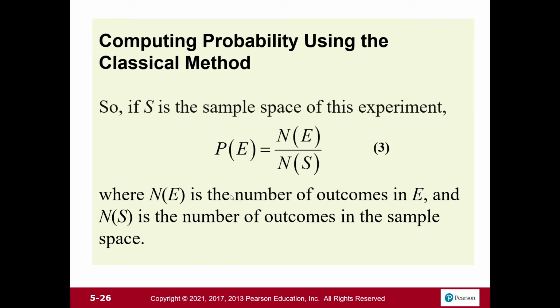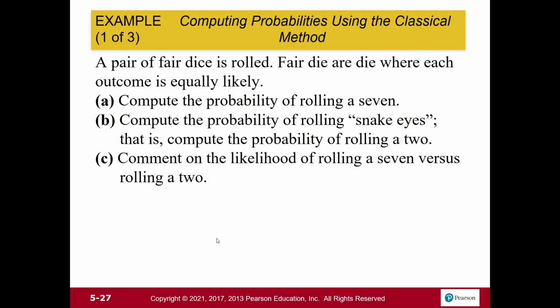So if S is the sample space of this experiment, where N(E) is the number of outcomes in the event E and N(S) is the number of outcomes in the sample space, we get that ratio. And so now we can look at some examples here. It says a pair of fair dice is rolled, where each outcome is equally likely. Fair dice are dice where each outcome is equally likely, and we're always going to be talking about fair dice.